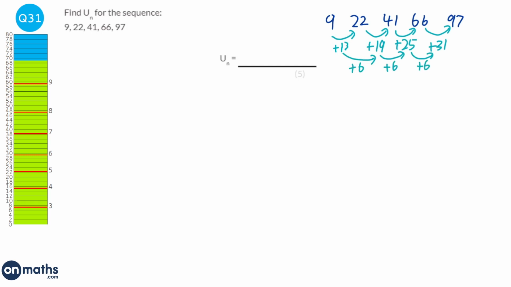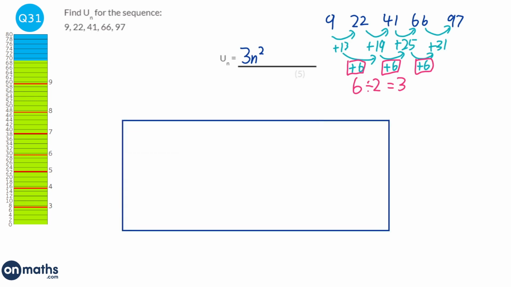again. When you have a difference of differences, it's going to be a quadratic sequence, and we're interested in what the difference of differences is, because what we now do is get that 6 and we always halve it, and it gives us 3. Now that 3 is actually really important because that is the coefficient of the n squared. So we know our sequence will begin 3n squared. So we're going to do a table now to see what the rest of the sequence will be.